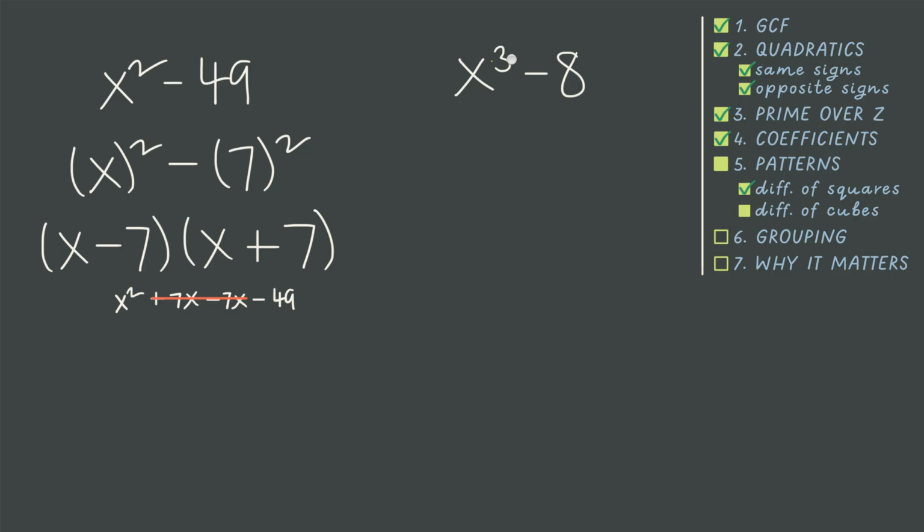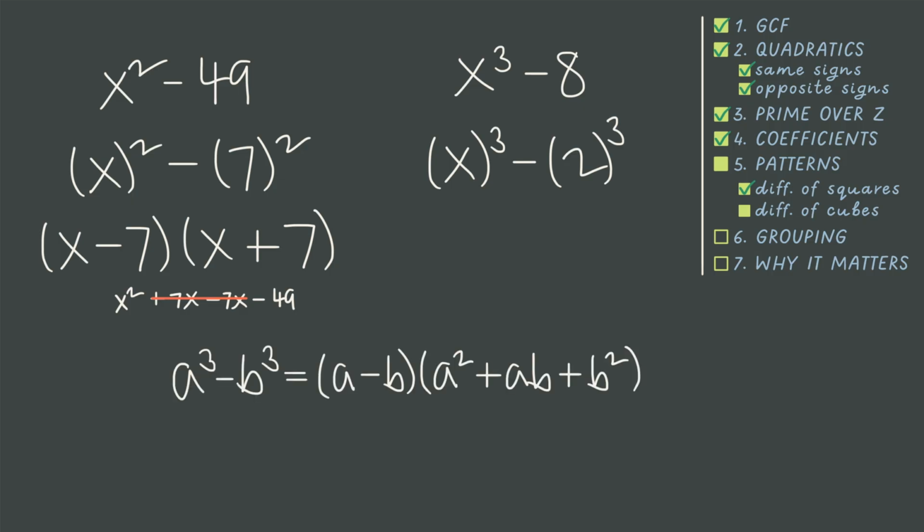We can also have the difference of cubes. Notice that in this polynomial, we have x quantity cubed and negative 2 quantity cubed, because 2 times 2 times 2 is 8, and we're taking their difference. And when we have the difference of cubes, we use this specific pattern here. We write this generic formula. In our case, a is equal to x and b is equal to 2. And that's going to factor as this right side polynomial here.